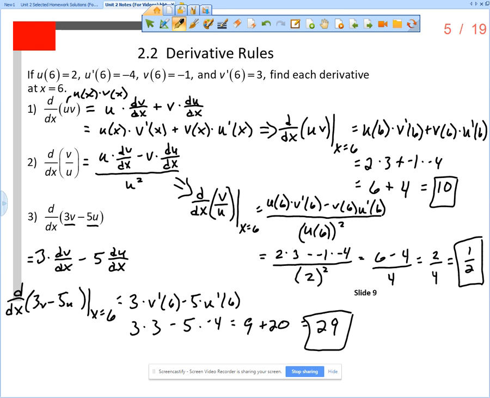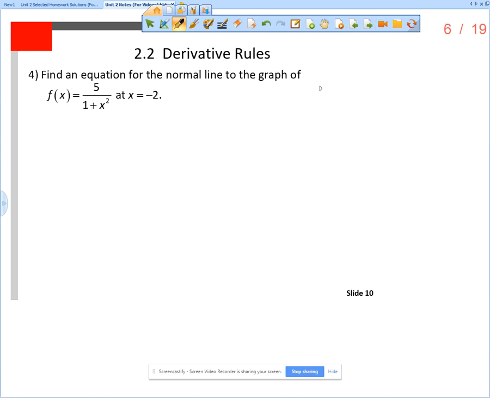All right, so that's just evaluating some derivatives numerically using the product and quotient rules. All right, so that's slide number 9. And then slide number 10.